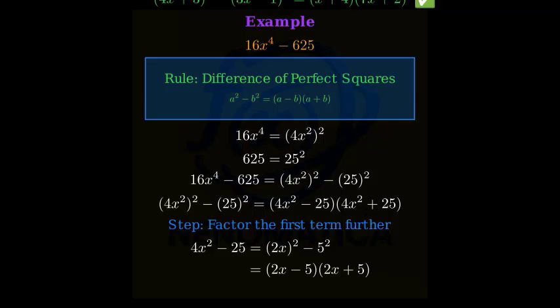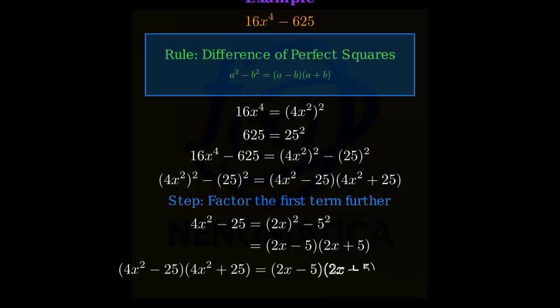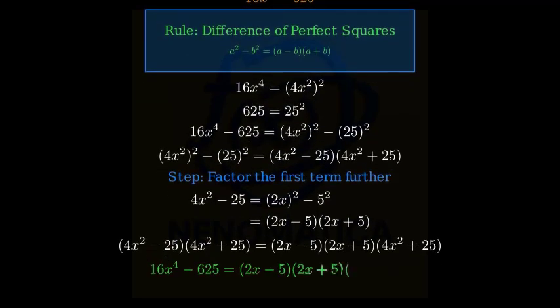Putting it all together, we substitute the factorization of 4x squared minus 25 back into our previous expression. We get (2x minus 5) times (2x plus 5) times (4x squared plus 25). So the complete factorization of 16x to the fourth minus 625 is (2x minus 5) times (2x plus 5) times (4x squared plus 25). Let's look at our final example.